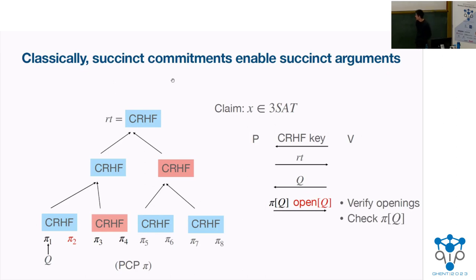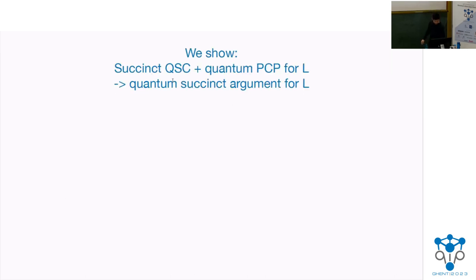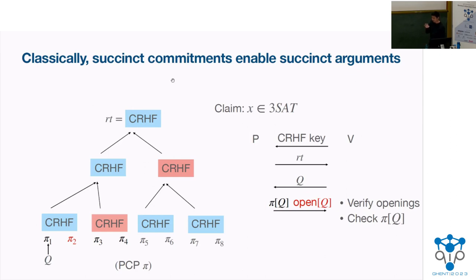The verifier checks that the openings are valid. The way they do that is that they hash the tree up and up and up and check that what they got in the opening was consistent. And they finally also do the PCP check. Okay, so this is the classical succinct argument protocol by Kilian.